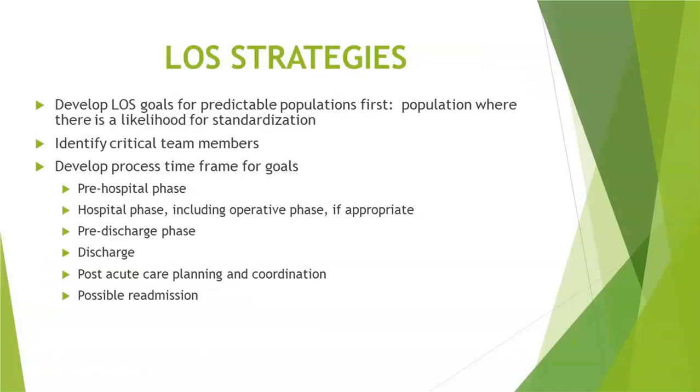You also want to develop goals, length of stay goals, first for your predictable populations, and those are typically your surgical patients. Your surgical procedures usually are much more predictable in terms of outcomes. Who are the critical team members? What are the process time frames for you to achieve your goal? Your goal could be a particular length of stay or a particular amount of resource consumption during each one of these, quote, phases of care.